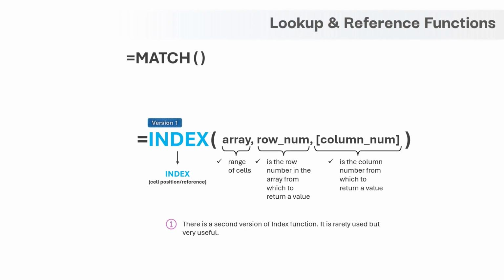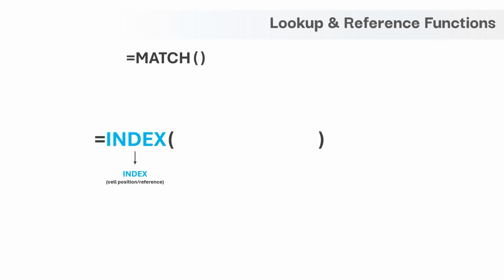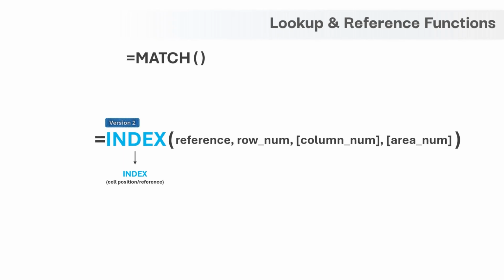There is another version of index function with a few more additional arguments, rarely used but very useful. So here is the second version of this function with first argument as reference, and the input to this can be more than one array of ranges. So obviously there must be some argument which must specify from which array the value needs to be returned, and that is taken care by the last argument, area num.